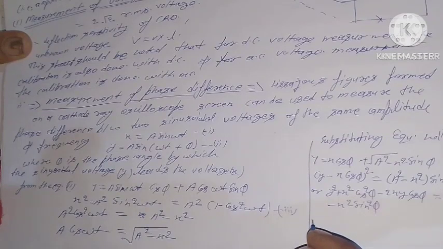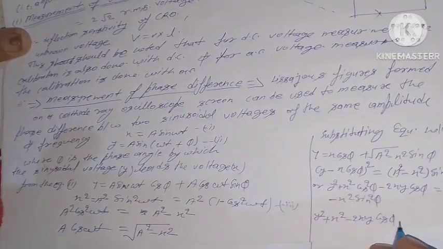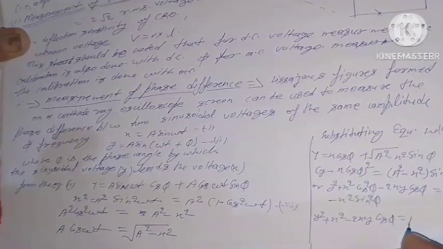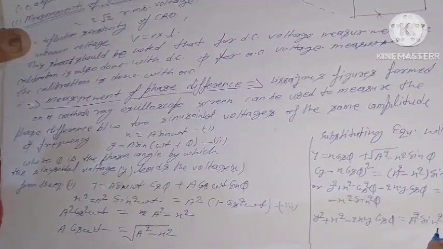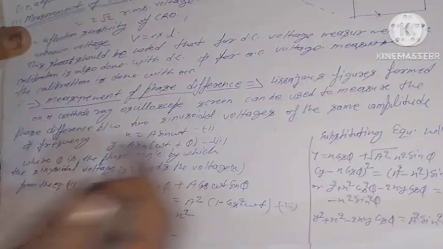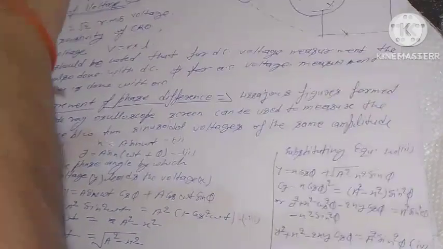Then y square plus x square minus 2xy cos phi equal to a square sine square phi. This is equation number 4.